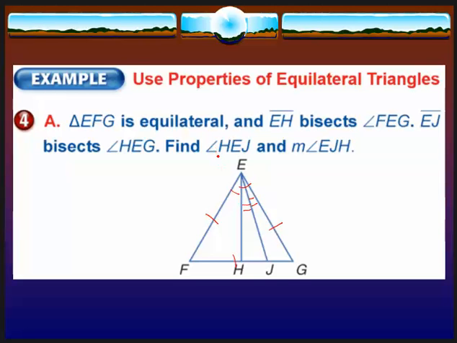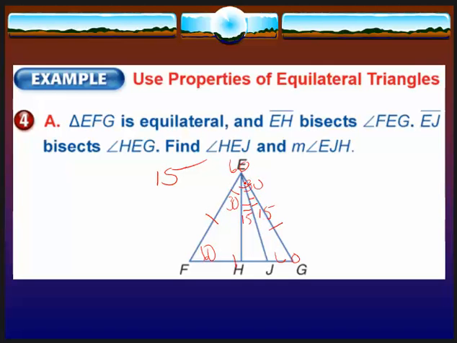Find angle HEJ. Let's do that one first. First of all, if it's equilateral, we know that each one of these is 60 degrees. And so is the top one. If I split that in half with EH, then this is 30. And so is this one. And then I split that in half, so this is 15. And this is 15. So HEJ is 15 degrees.